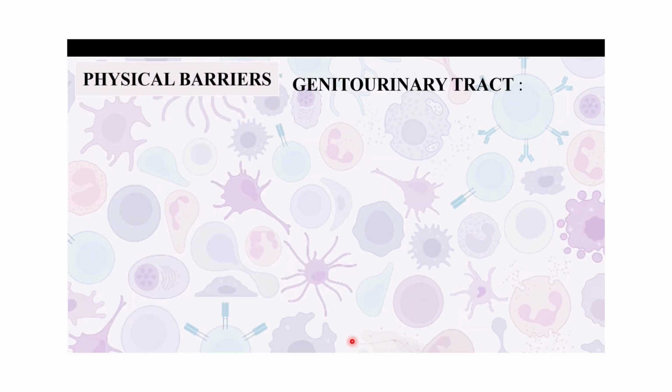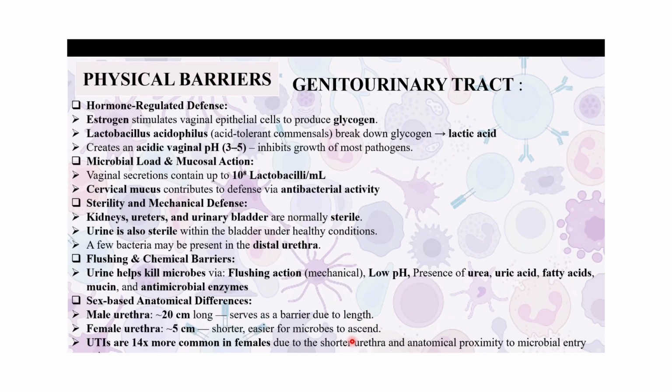Now, the most unique one is the genitourinary tract. The genitourinary tract has its own set of defenses. Okay, so estrogen is there. A hormone regulated defense system is also included. Then sterility or mechanical defense is also included. Chemical barriers are also included in this tract. So let's just go into the hormone regulated defense first.